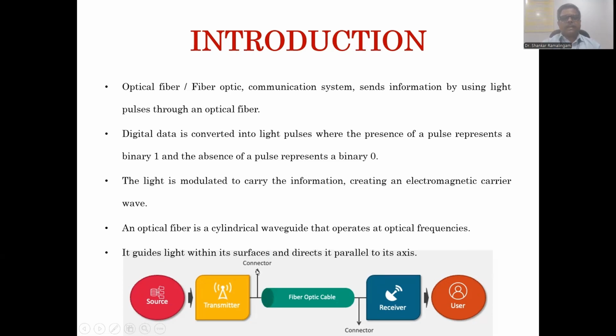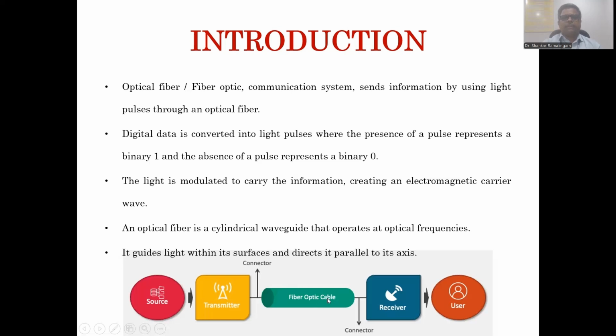And through this connector, our transmitted signal that is going to be sent by our transmitter is going to be connected to the optical fiber cable. The optical fiber cable or fiber optic cable are one and the same. This is going to act as a medium between our transmitter and our receiver. In the optical fiber cable, our signal is going to be in terms of pulses. So light pulses or light signal is going to be carried by our optical fiber cable or fiber optic cable, which are one and the same.